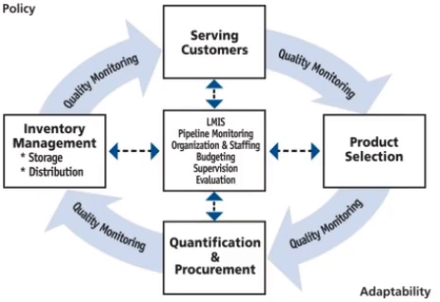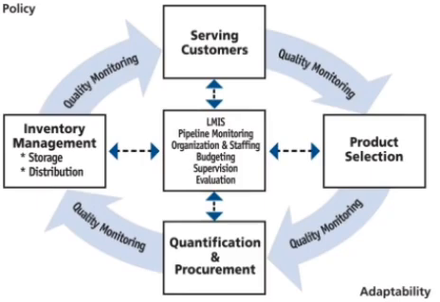The logistics cycle has been coming in the past 2 or 3 exams, and students for June 2019 did not do well, but the students that I took for revisions did well in November 2019. Now the logistics cycle has 4 key elements surrounding the center: serving customers at the top, product selection to the right, quantification and procurement below, and inventory management, storage and distribution to the left.